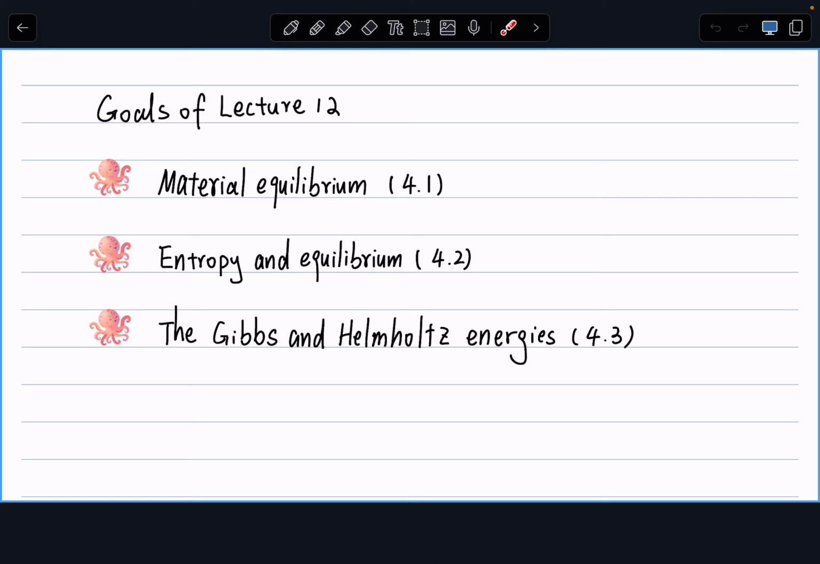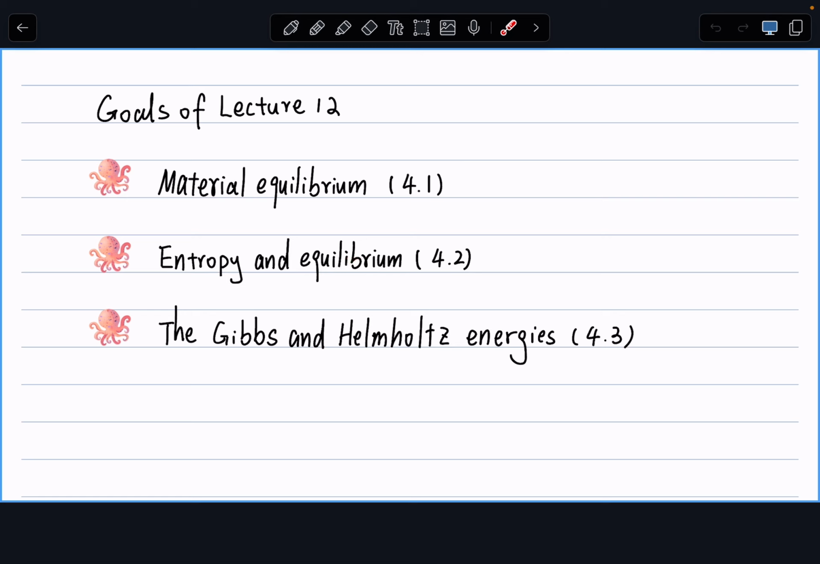And today we're ready to move on to chapter 4, where we're actually talking about equilibrium, or more specifically, this chapter focuses on material equilibrium. So now we're having some changes and trying to find ways to describe what is happening when we talk about material equilibrium, right? In today's lecture, we'll go over 3 topics. One, the definition of material equilibrium, like what exactly is material equilibrium. And 2, we'll talk about entropy and equilibrium.